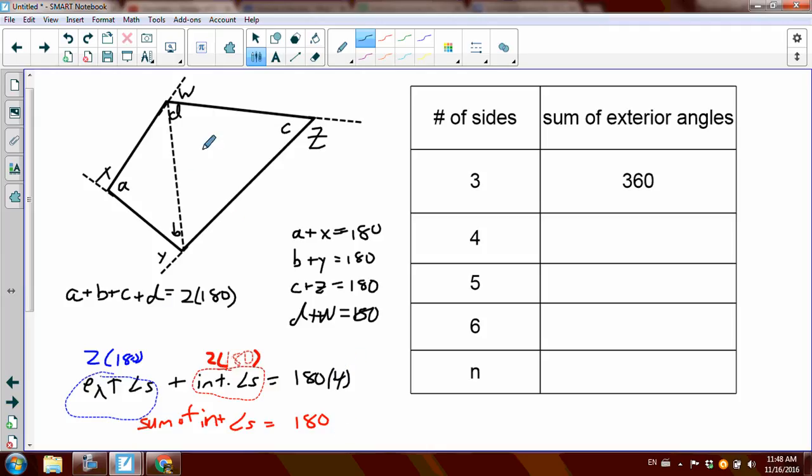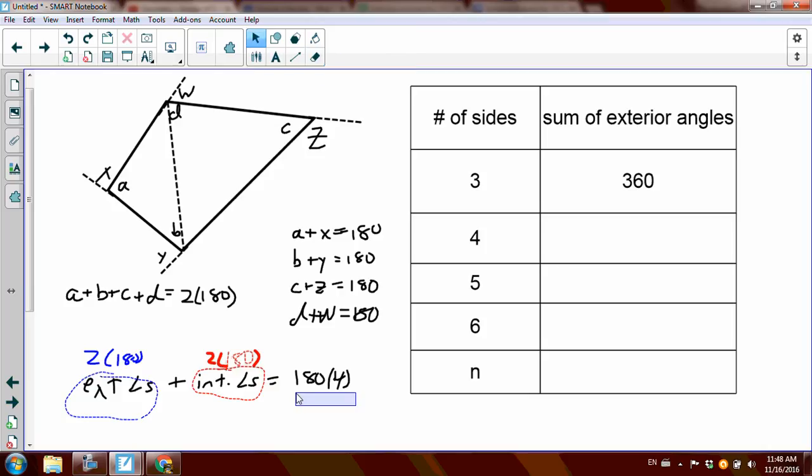And we just said that the sum of the interior angles was 2 times 180 because you have 2 hidden triangles in there. And if all of the angles, interior and exterior, are 4 linear pairs, then you've got 2 times 180 left for the exterior angles. So guess what? It's 360 again.